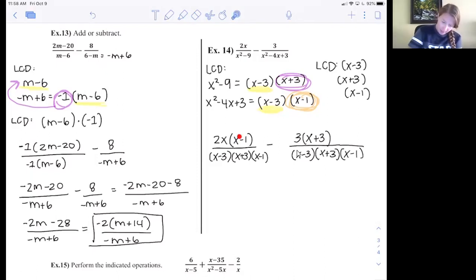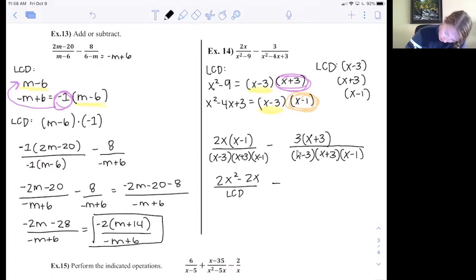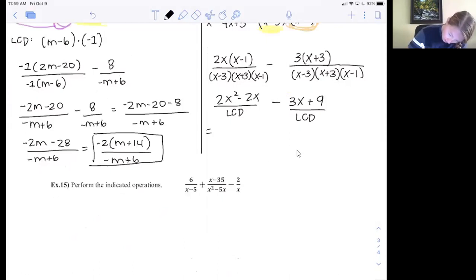So now I'm going to multiply this out. So I have 2x squared minus 2x. I'm just going to write LCD for right now to save me room. Minus 3x plus 9 over LCD. So now I'm going to be left with 2x squared minus 2x minus 3x minus 9 all over our LCD.